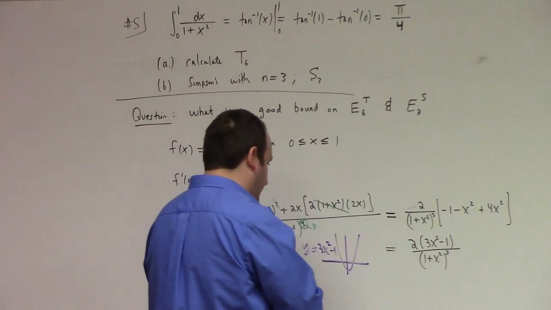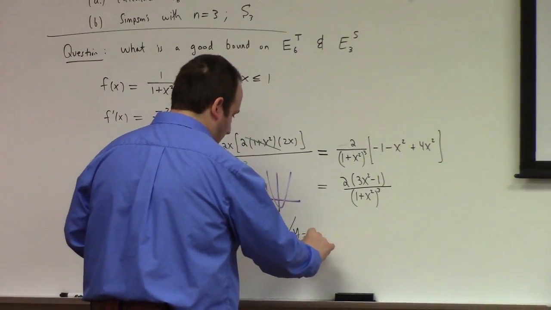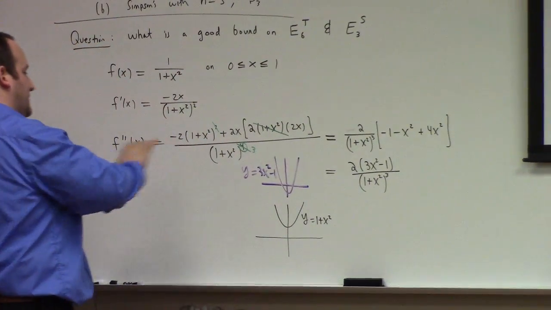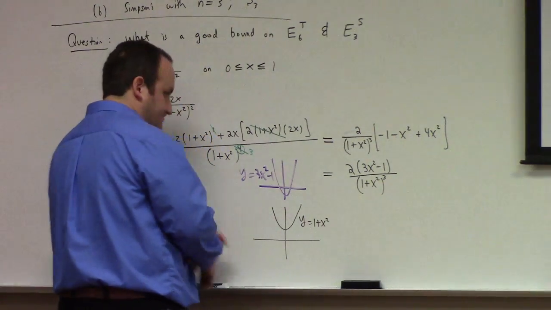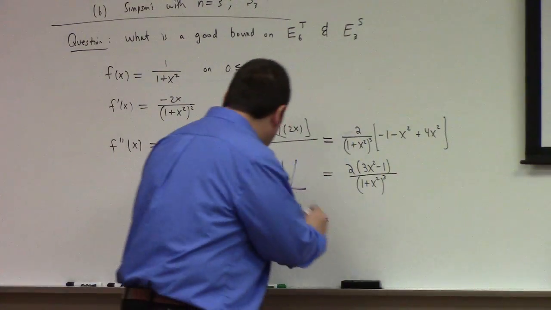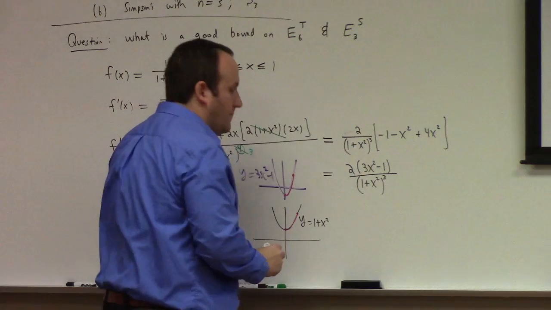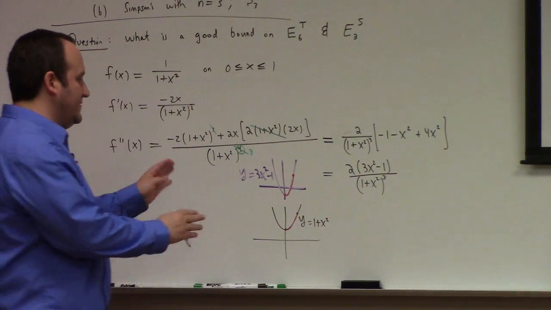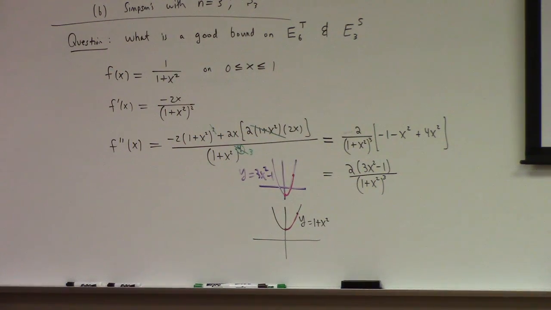On the other hand, 1 plus x squared is a what? Right, like that. So if I want to make this fraction as large as it can possibly be on the interval from 0 to 1, what do I want to do? So I'm thinking about these values, basically. By the way, we get to ignore the sign. We're just looking at like absolute value eventually. Okay? It's really the magnitude that matters.